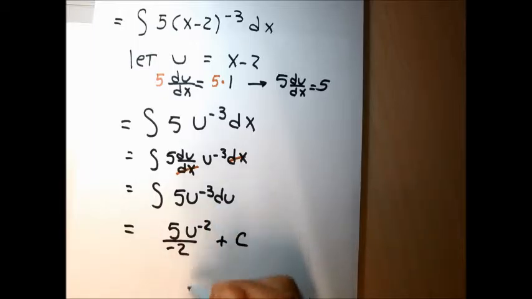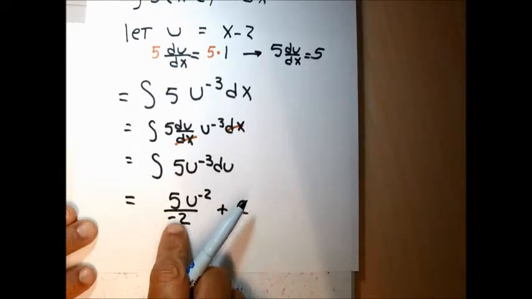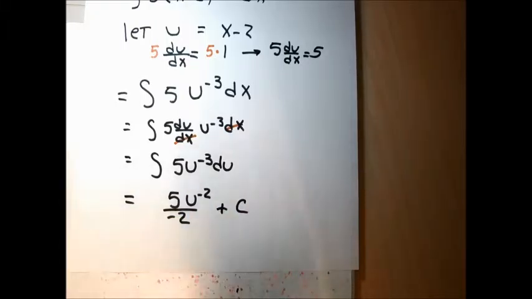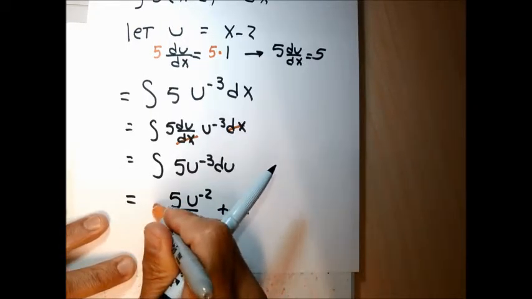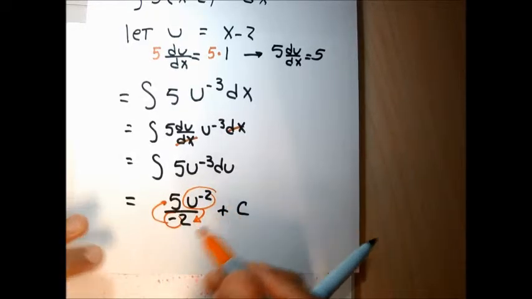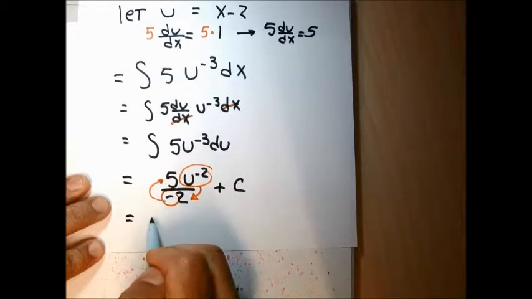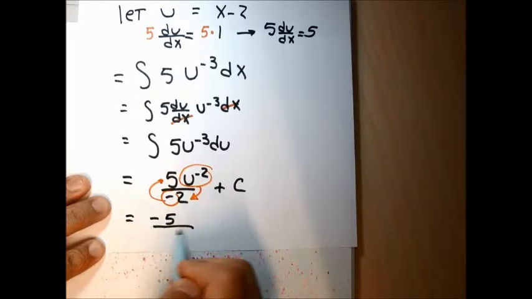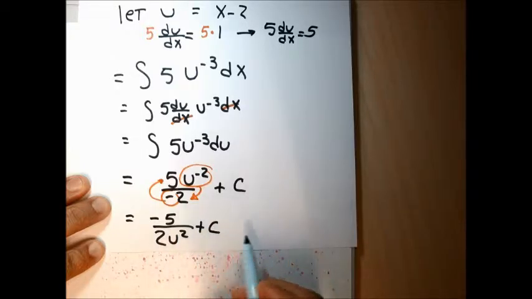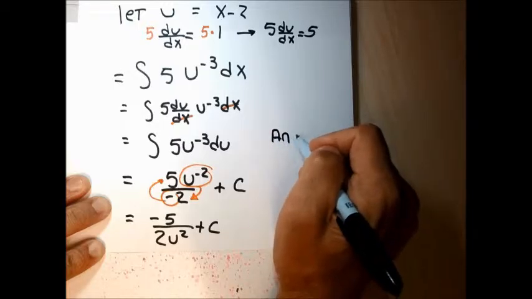I definitely want the u down in the denominator for my answer, and the negative looks odd. I'm going to do two things at once. I'm going to move the negative up to the numerator, and I'm going to move the u down to the denominator to get the negative signs in places where they need to be. So I'm going to write negative 5 over 2u squared plus c. That's my answer, other than the u needs to be changed to an x minus 2.